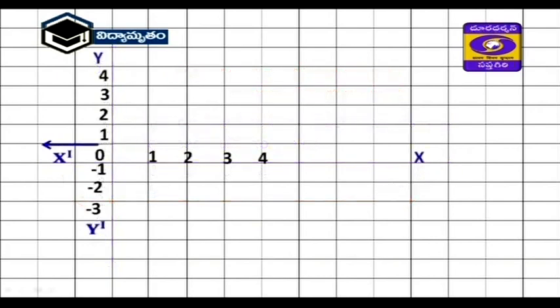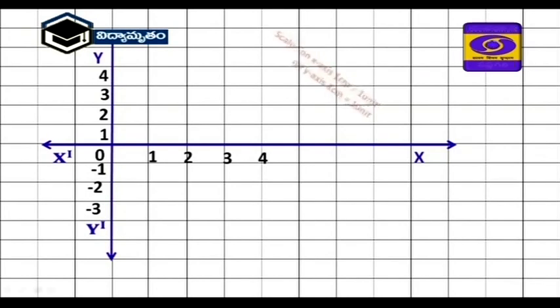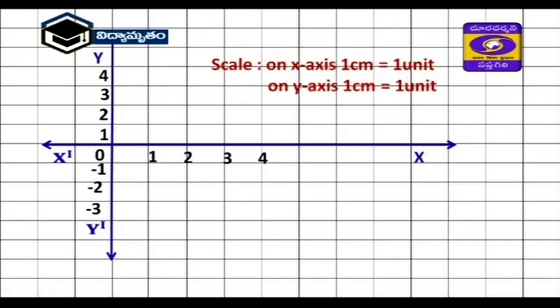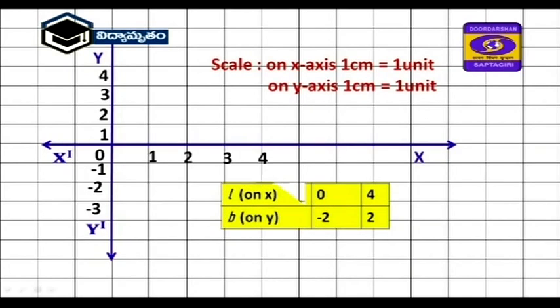Next, I want to draw another graph, that is L minus B minus 2 equal to 0. These are the x axis and y axis. Here also the scale is on the x axis 1 centimeter, on the y axis also 1 centimeter equal to 1 unit. Then these are the points. If you take L equal to 0 in the given equation, we will get B equal to minus 2, and if we take B equal to 2, we will get L equal to 4.